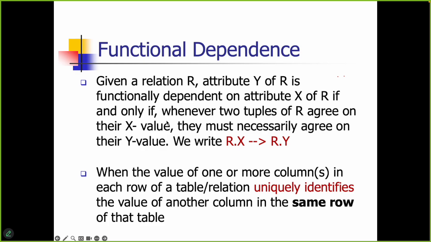If and only if, when two tuples agree on their X value, they must agree on their Y value. That is, for example, if I tell you what instructor name is, you should be able to uniquely identify instructor office. Now, when the value of one or more columns in each row of a table or relation uniquely identifies the value of another column in the same row of that table, that is what I mentioned.